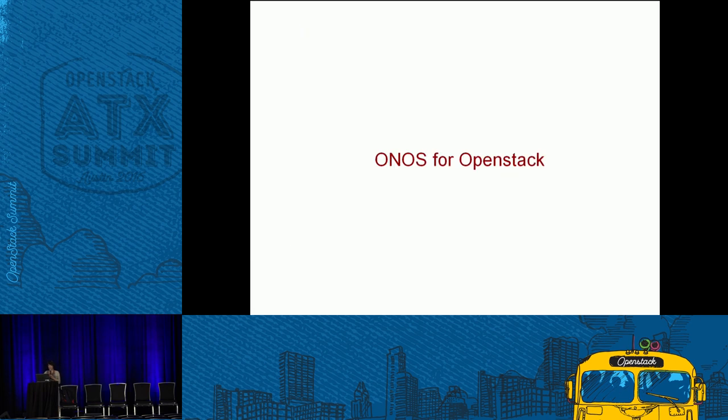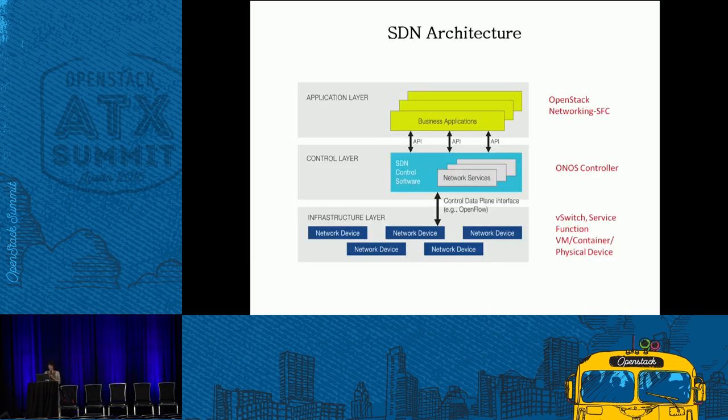Now I'm going to give a very brief introduction on ONOS. This slide shows a typical SDN architecture. The top layer is the application layer, the middle layer is the control layer, and the bottom layer is the infrastructure layer, which consists of either virtual or physical network devices. How do we map this to the service function chain components? The OpenStack networking SFC component maps to the application layer, the ONOS controller maps to the control layer, and the virtual or physical switches, as well as the service functions running on VM, container or physical device, map to the infrastructure layer.